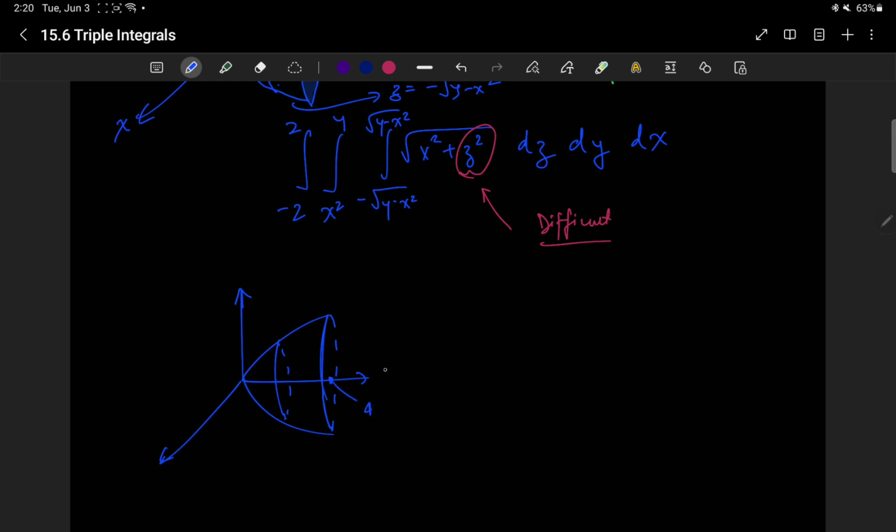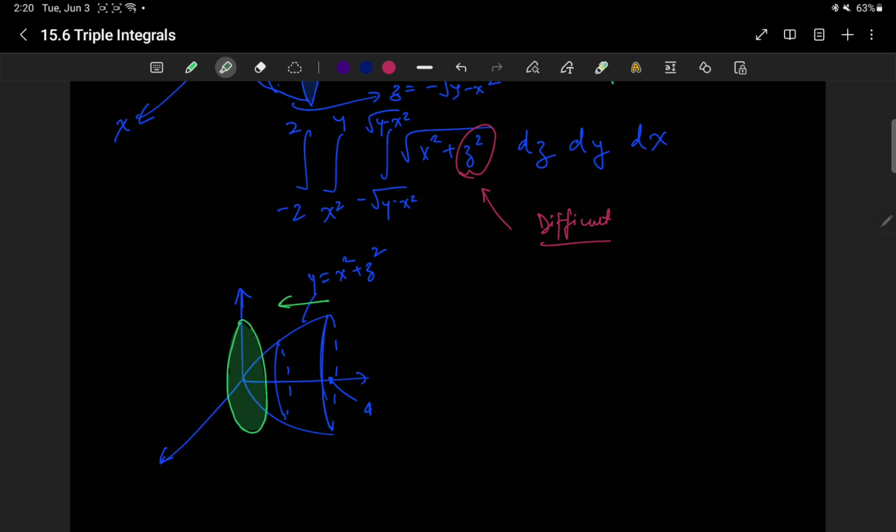So let me redraw this as 4. We get y equals x squared plus z squared. So if I take the projection down, it's a parabola. If I take the projection across, it's still a parabola. But if I take the projection in this direction, it's something different. It's a circle now. So the idea is that if I project it this direction, then I get an interesting shape, which is a circle.